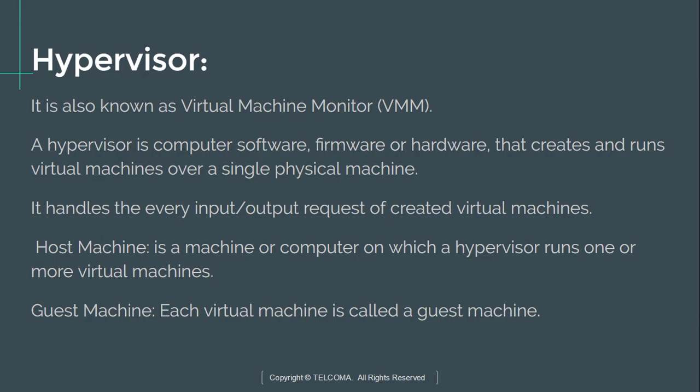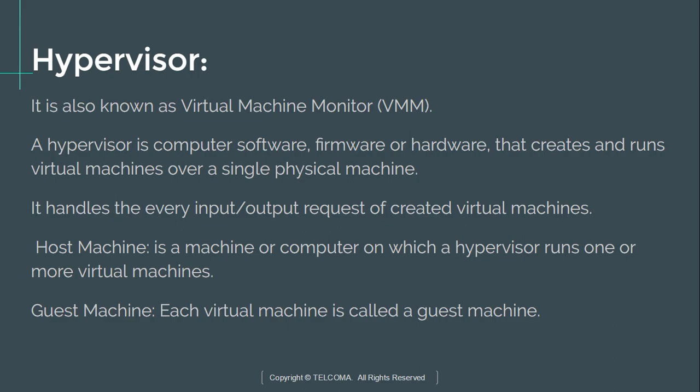The next topic is the hypervisor. It is also known as the virtual machine monitor, VMM. A hypervisor is computer software, firmware or hardware which is used to create and run virtual machines over a single physical machine. It is used to create the virtual machines over the physical machine, and it handles every input and output request of the virtual machines.